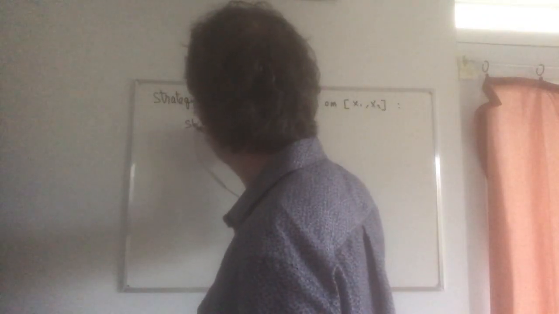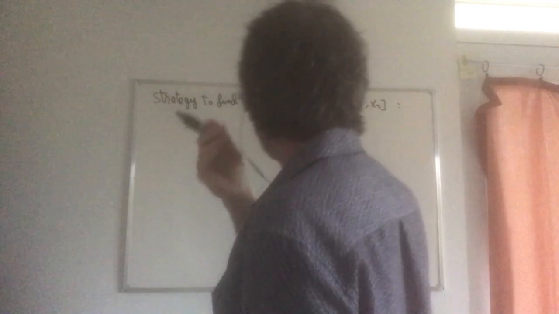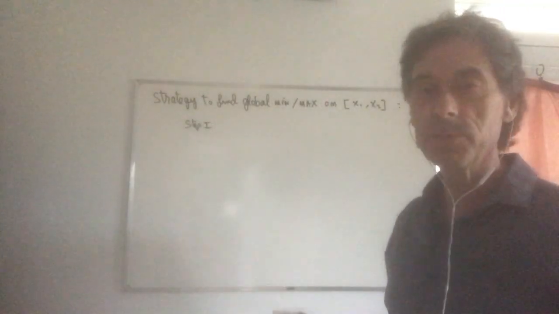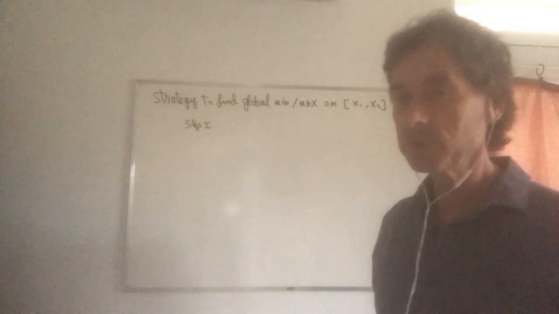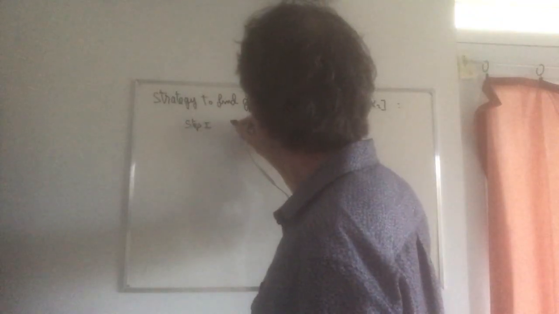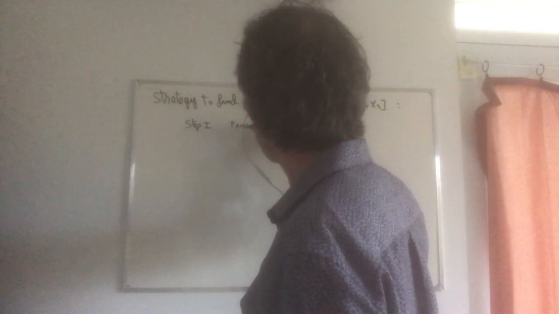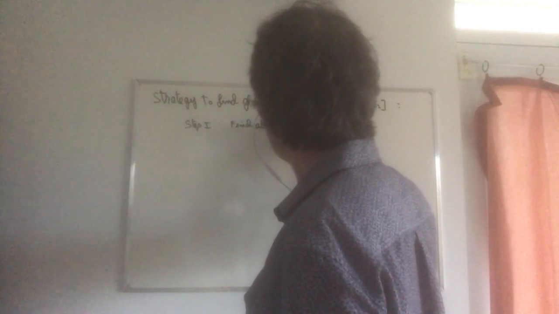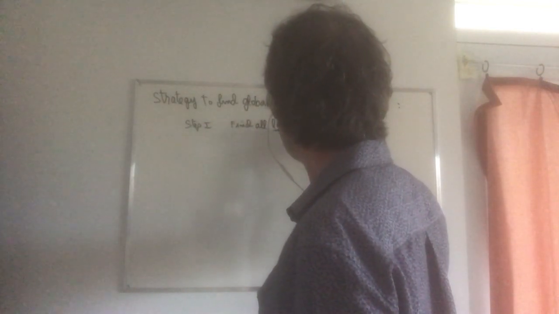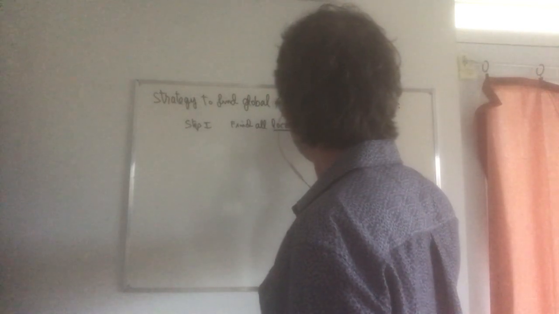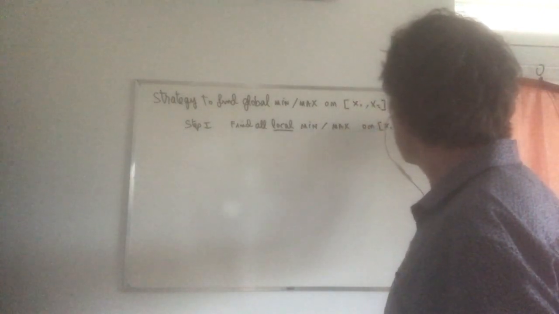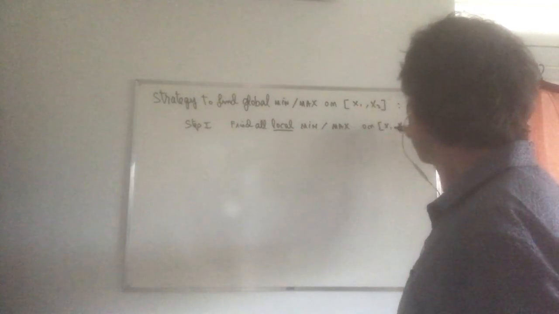So what are we going to do? What kind of strategy could we come up with? I can lay it down for you in 3 steps. To find global min and global max, the first step should be to find the local min and the local max. So first, find all local min and max, again, on whatever interval we are given to look at.